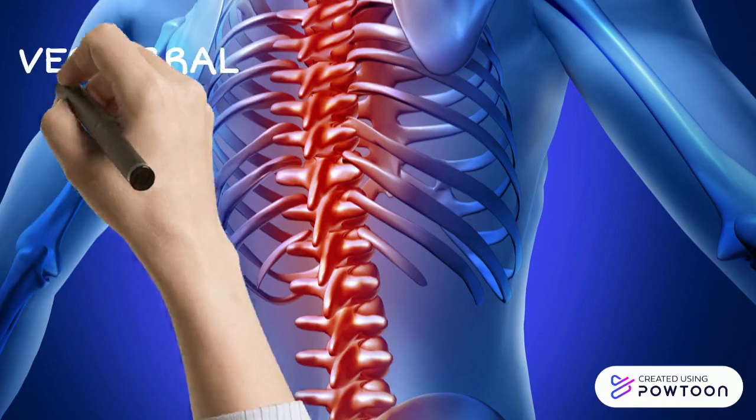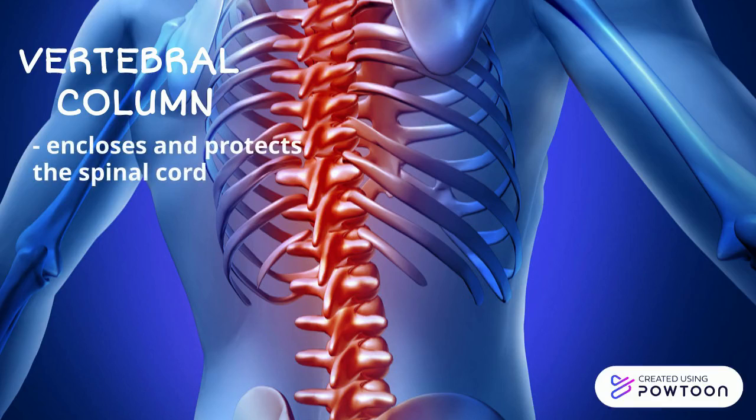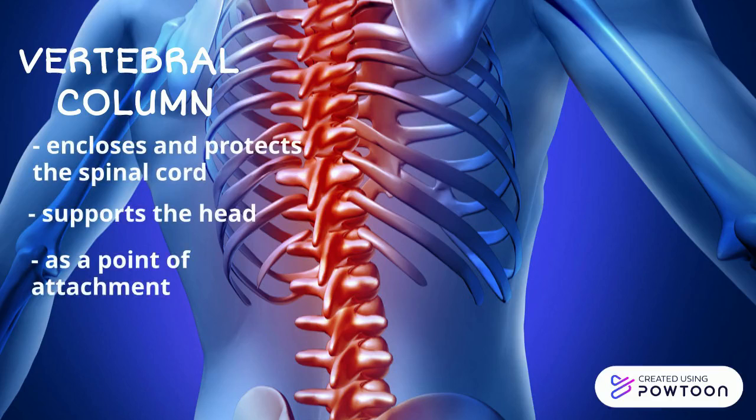Now, let's talk about the vertebral column. The vertebral column is also called the spine or backbone. It's composed of a series of bones called vertebrae. The vertebral column encloses and protects the spinal cord. It supports the head and serves as a point of attachment for the ribs, pelvic girdle, and the muscles of the back.